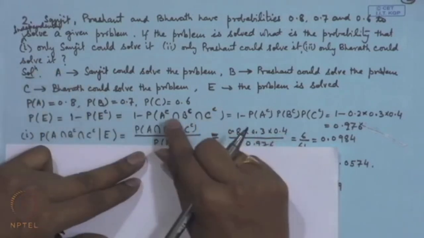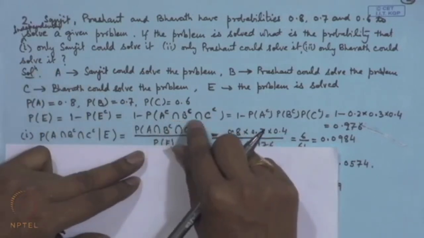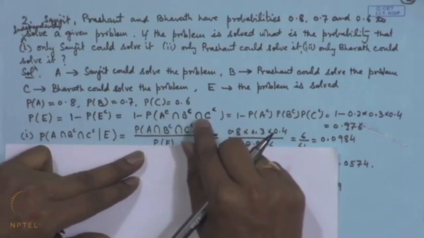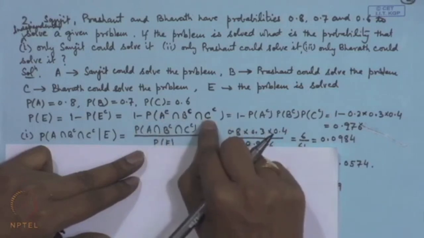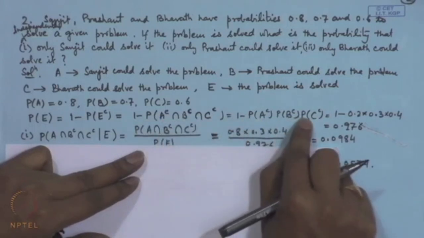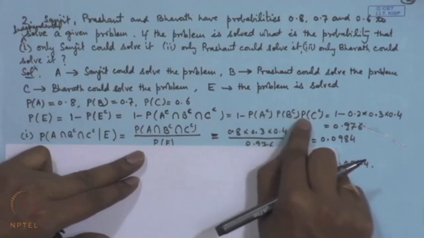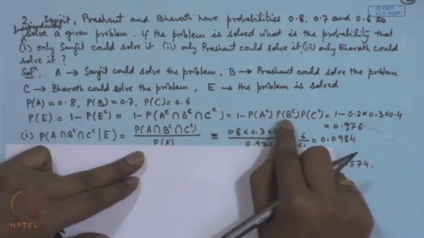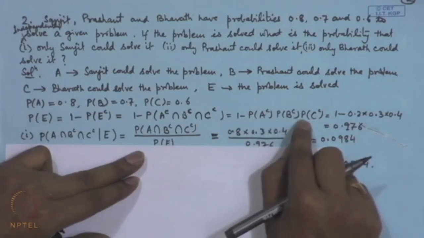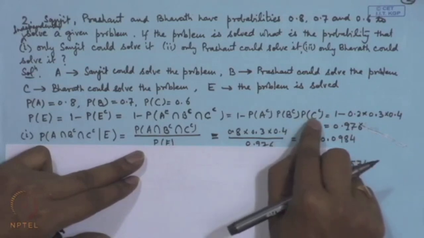Now, it can be proved that if the events are independent, then their complements will also be independent. So, this probability of the simultaneous occurrence becomes the product of the probabilities by the definition of independence. So, it is 1 minus probability of A complement into probability of B complement into probability of C complement.